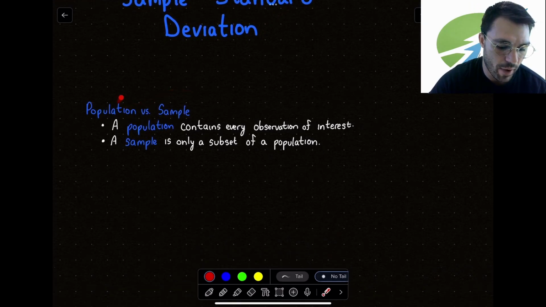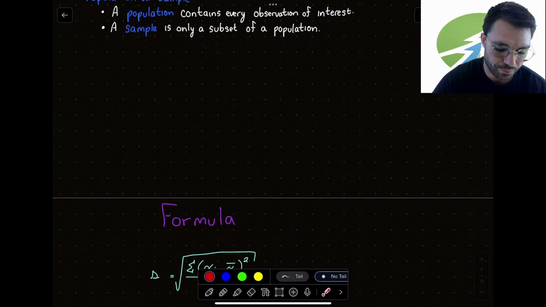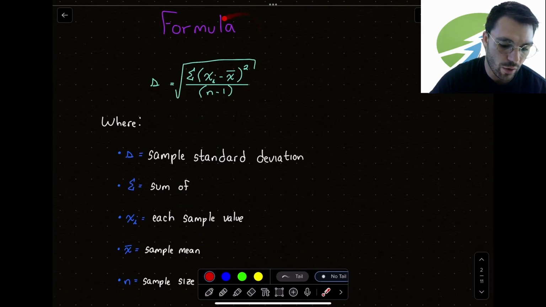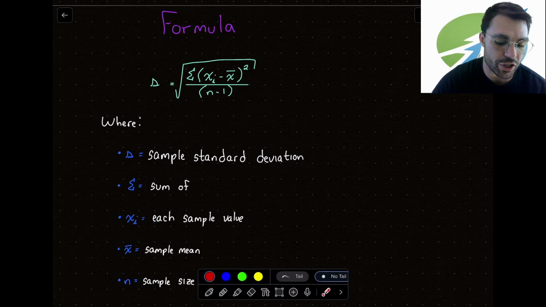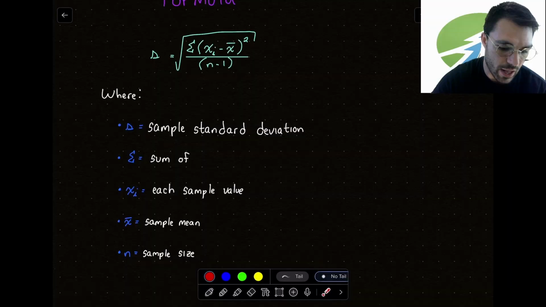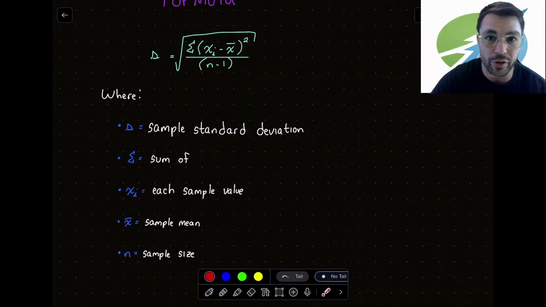Quick recap: population versus sample. A population contains every observation of interest. A sample is only a subset of the population. Cool. So here we have our formula. It's very similar to our population standard deviation formula, and it's also simply the square root of our sample variance formula. We should notice that. We've gone over this formula a couple times now.